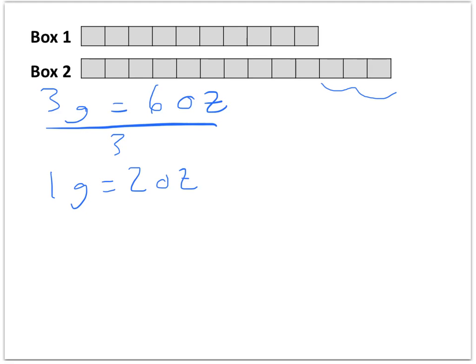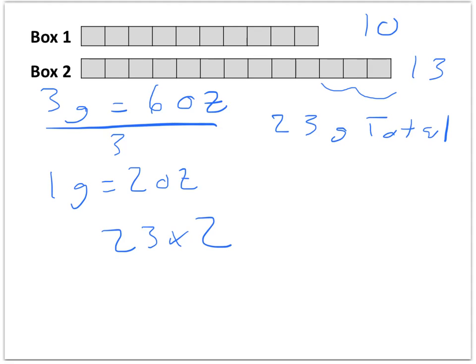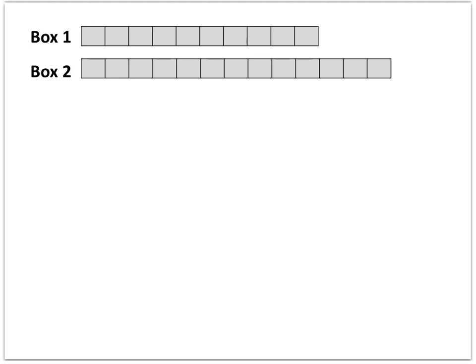Well, in box 1 we had 10 groups of chocolate. In box 2 we have 13 groups, and so we have 23 groups total. And so if we take our 23 groups times our 2 ounces per group, we're going to get 46 ounces total. And so there's our answer.